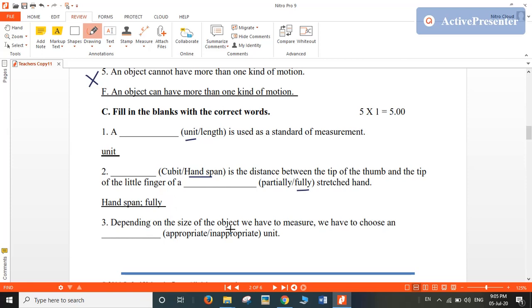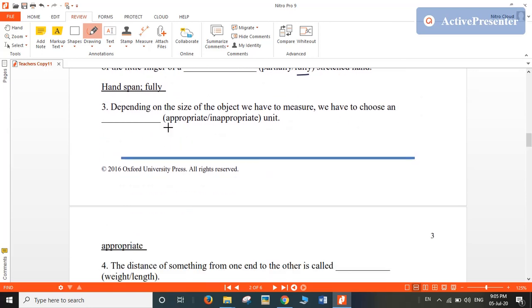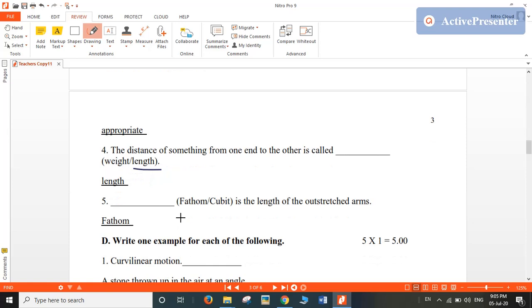Depending on the size of the object, we have to choose an appropriate unit. So appropriate would be the answer. The distance of something from one end to another is called length. It's not weight, because weight is the gravitational force acting on an object. Then, what is the length of outstretched arms? The length of outstretched arms is called a fathom. So these are the answers of this exercise.